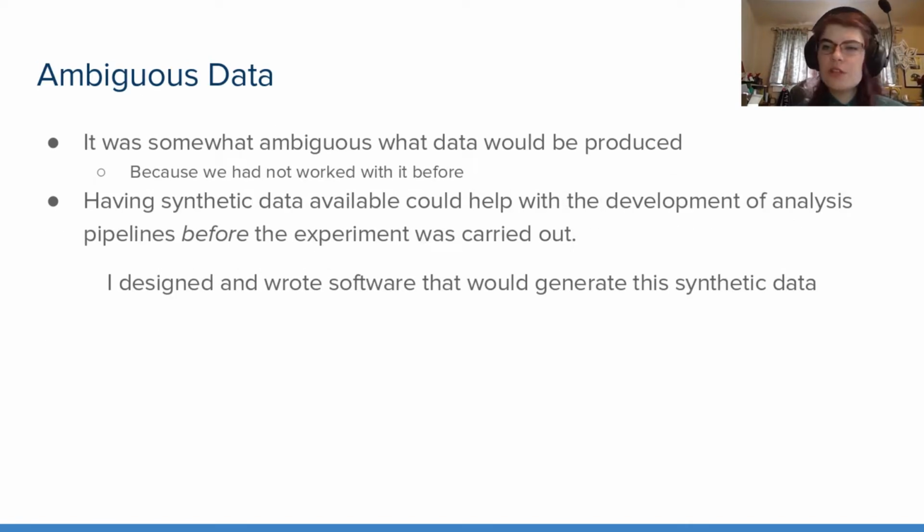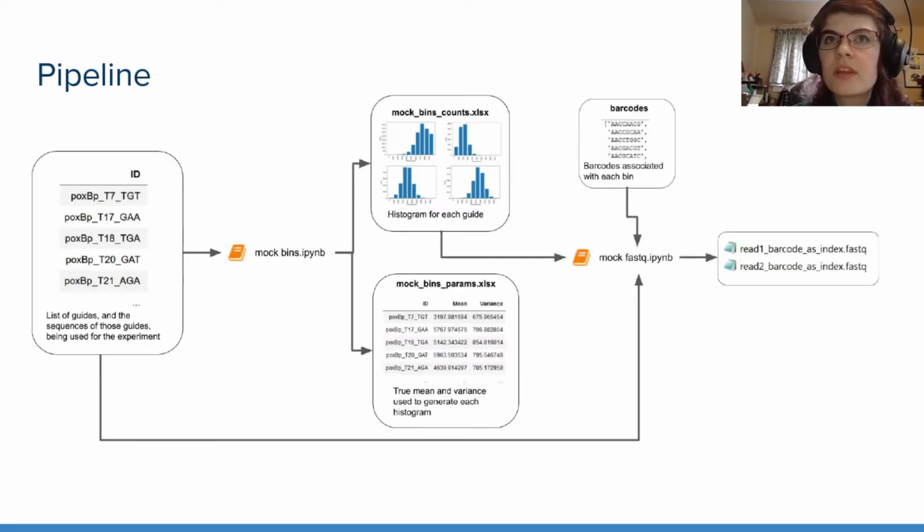It was somewhat ambiguous what data was going to be produced because people on the project had not worked with the FACS process or the Illumina sequencer before. And so having synthetic data available could help with the development of analysis pipelines before the experiment was carried out. And so I designed and wrote software that would generate this synthetic data.